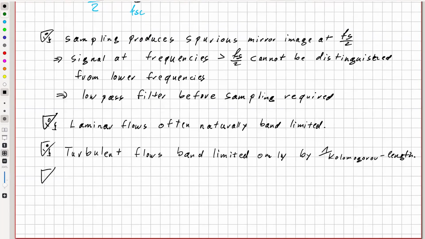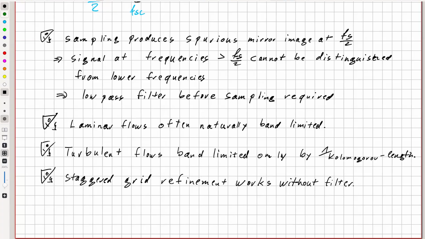One other observation is that the staggered grids, this was the one that there was actually the patent on, not for that reason. They work, staggered grid works without any filter. And the reason for this is that staggering your grid already filters.